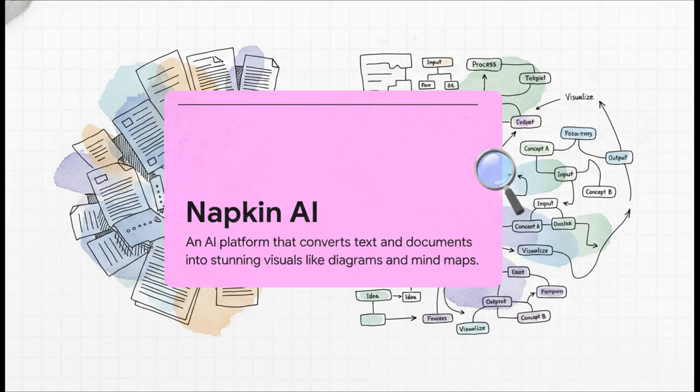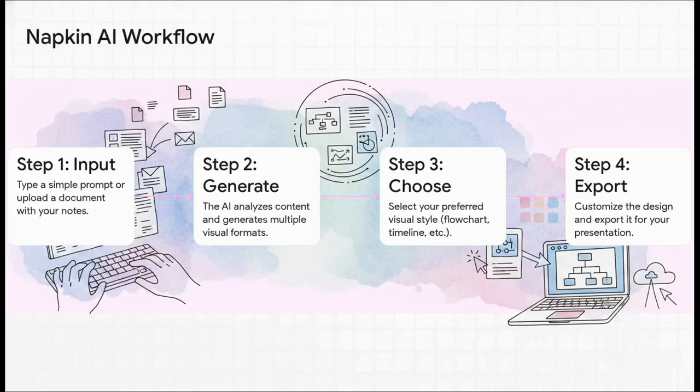Its whole purpose, the reason it exists, is to do one thing exceptionally well. Convert your text, whether that's a few sentences or a whole document, into clean, professional visuals like diagrams, flowcharts, and mind maps. And the process couldn't be more straightforward. You can either type a prompt, something like create a flowchart of the vaccine manufacturing process, or you can just upload a file with your notes. The AI analyzes it, suggests a bunch of different visual formats, you pick the one you like, maybe tweak the colors a bit, and then export it right into your presentation. It turns a task that could literally take hours into just a couple of minutes.